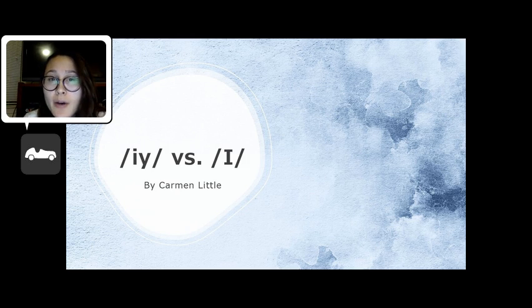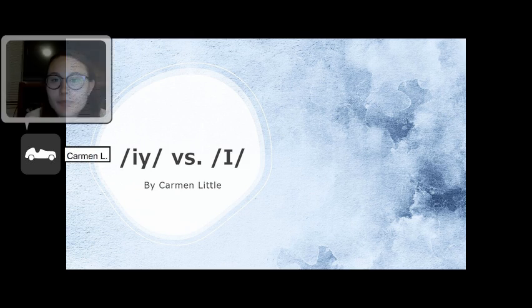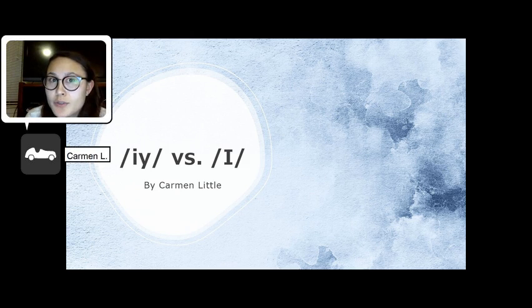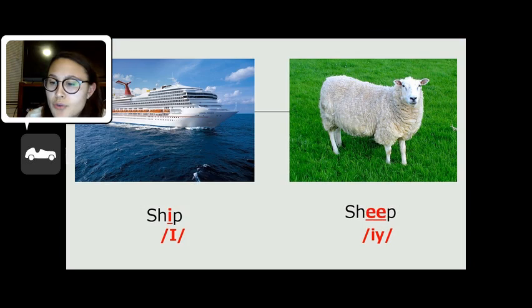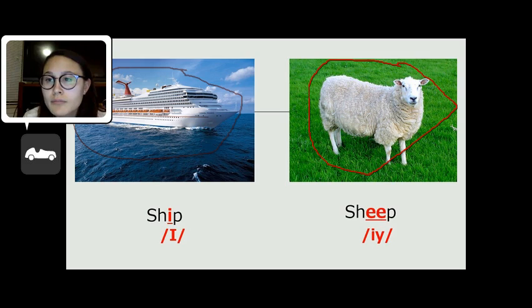Okay, now I want you to draw a ship. Ship. Please draw a ship now. So, what did you draw? Did you draw a boat, like in this picture? Or did you draw an animal, like in this picture?